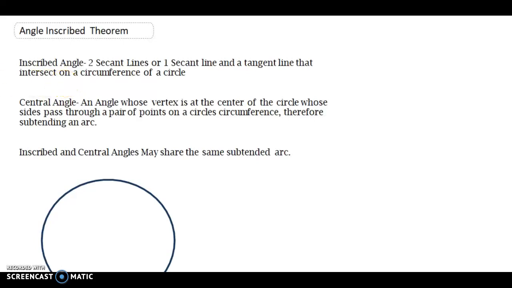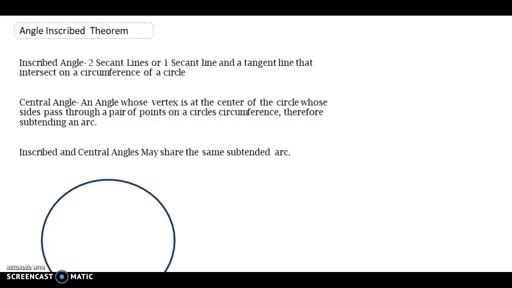Hello, today we're going to be looking at the inscribed angle theorem. To help us understand this theorem, we need some background on a couple of things. One, the secant line. A secant line goes through and touches a circle two times, while a tangent line touches the circle only once.